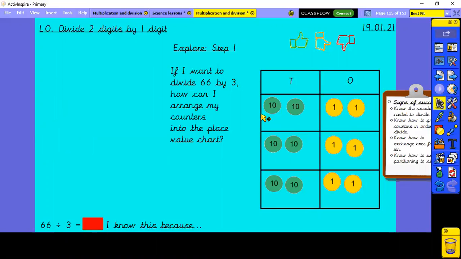So now to find our answer, we need to look at one row. So in our row here, we have 2 tens and 2 ones, which is 22. So 66 divided by 3 is 22. So well done if you got that correct, year 5. And if you didn't, have a look at where you went wrong.